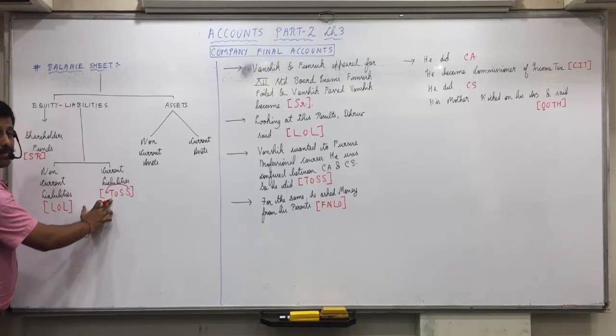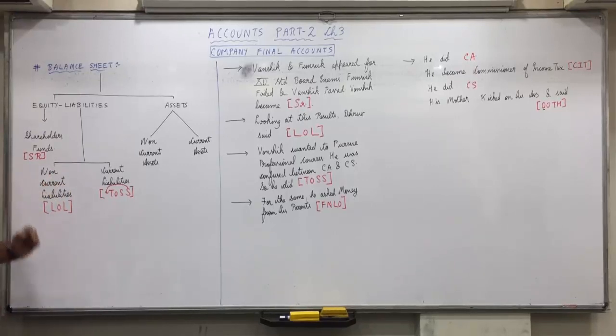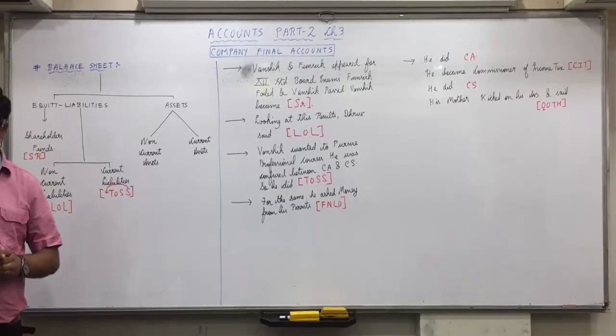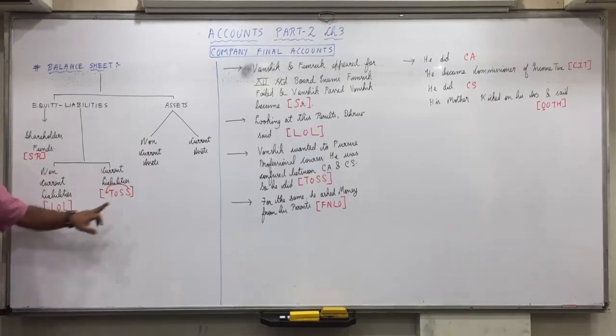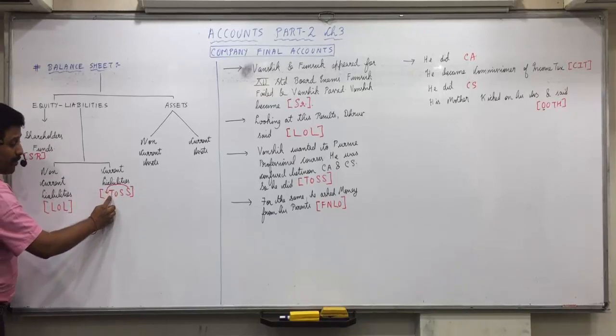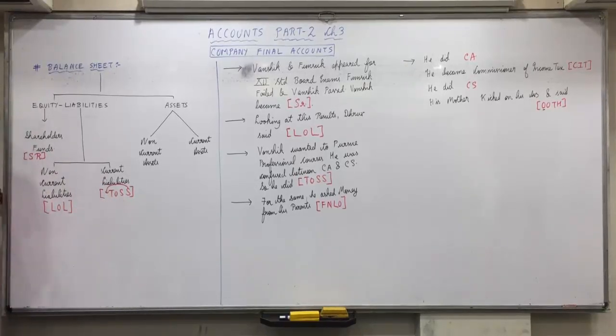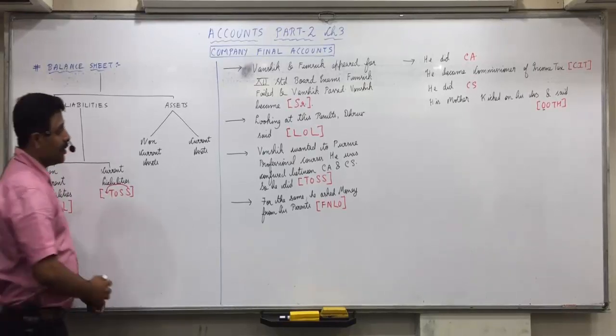Trade payables. T stands for trade payables. It includes creditors and bills payable. Only two things. But S will come first. Means the order is short-term borrowings, trade payables, other current liabilities, and short-term provisions. Is everyone clear with this?